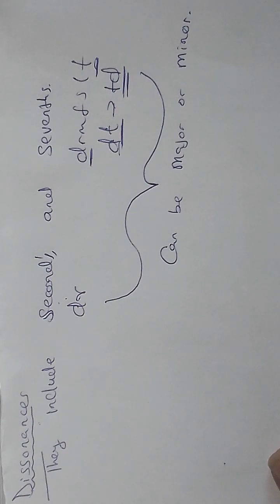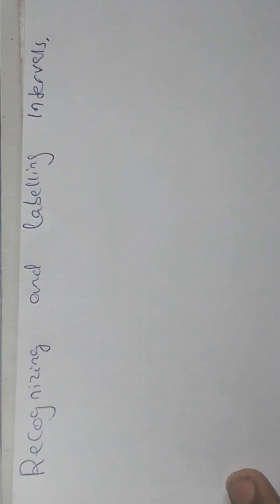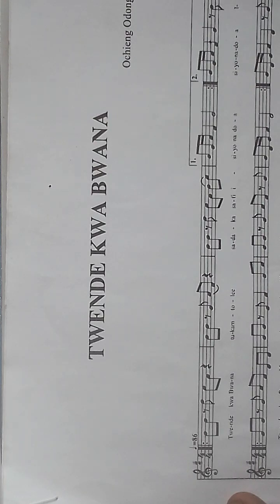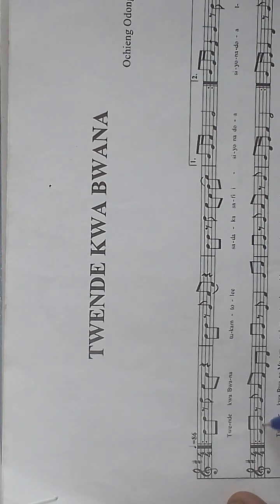For the assignment, on the musical piece shown on the screen, state the interval between the notes in the first 3 bars. We have bar 1, bar 2, bar 3. Actually, you can state the intervals between the notes shown on the screen. You can also sing a melody and sing the harmony of the two voices. See you in the next video.